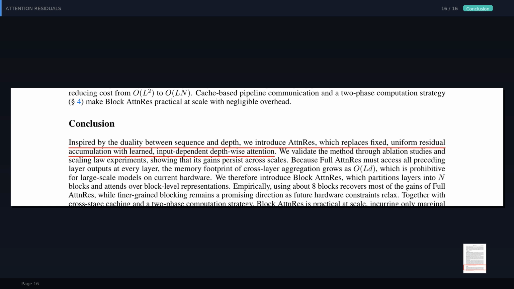In conclusion, the paper successfully introduces attention residuals, replacing fixed residual accumulation with learned, input-dependent depth-wise attention. This innovation is validated through extensive experiments, demonstrating consistent gains across model sizes. The practical block AttnRes variant effectively addresses memory constraints, making this powerful technique feasible for large-scale models with minimal overhead, representing a significant step forward in designing more adaptive and efficient deep learning architectures.